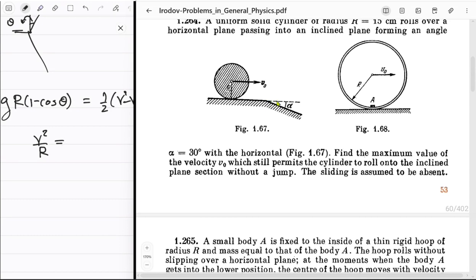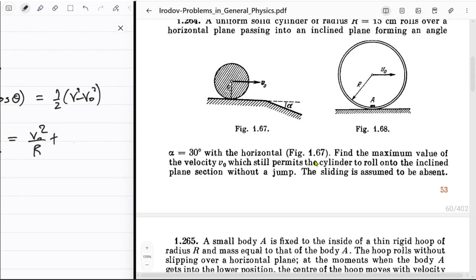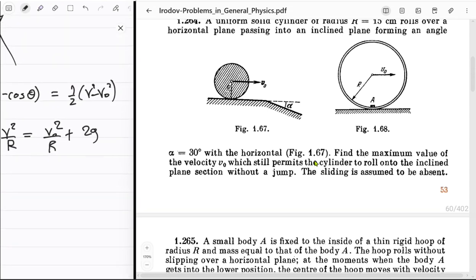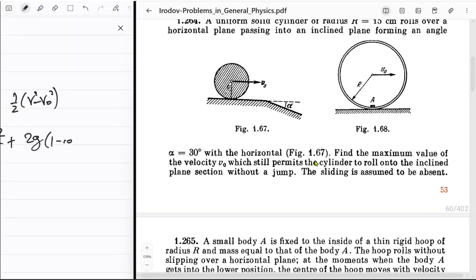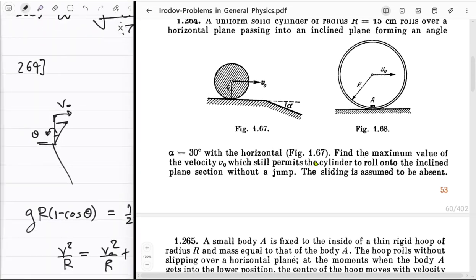What about the friction coefficient? Is that given? Nothing's given about that. Okay, so then just assume friction to be infinity. So V square upon R, that's equal to V naught squared upon R plus 2g times 1 minus cosine theta, right? Okay. V square upon R is the centripetal force.